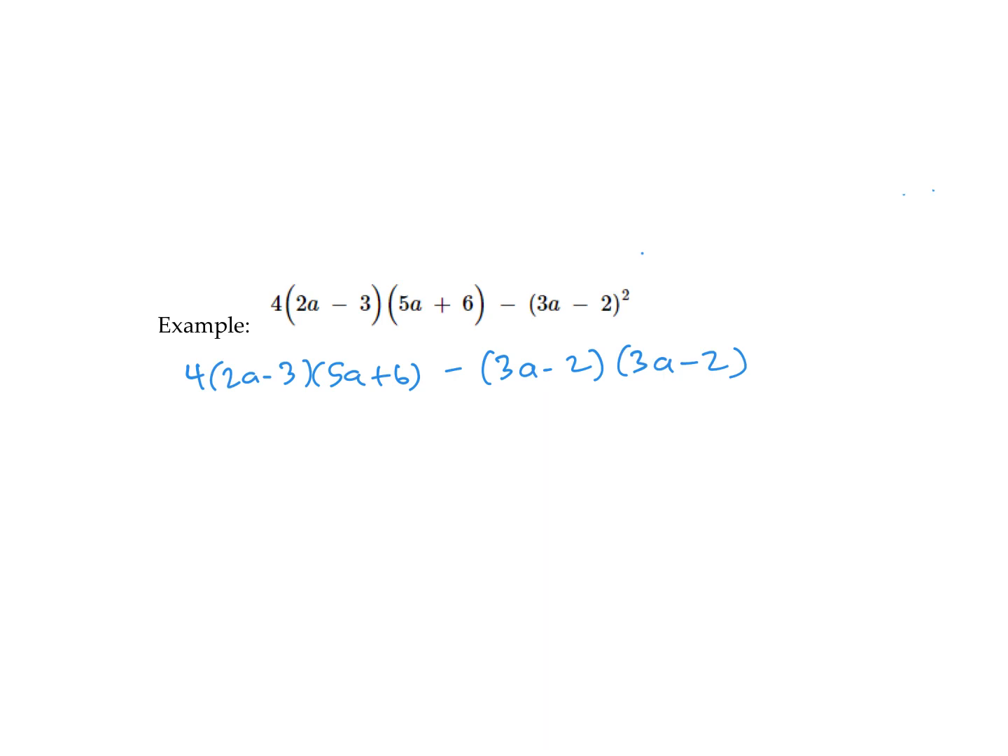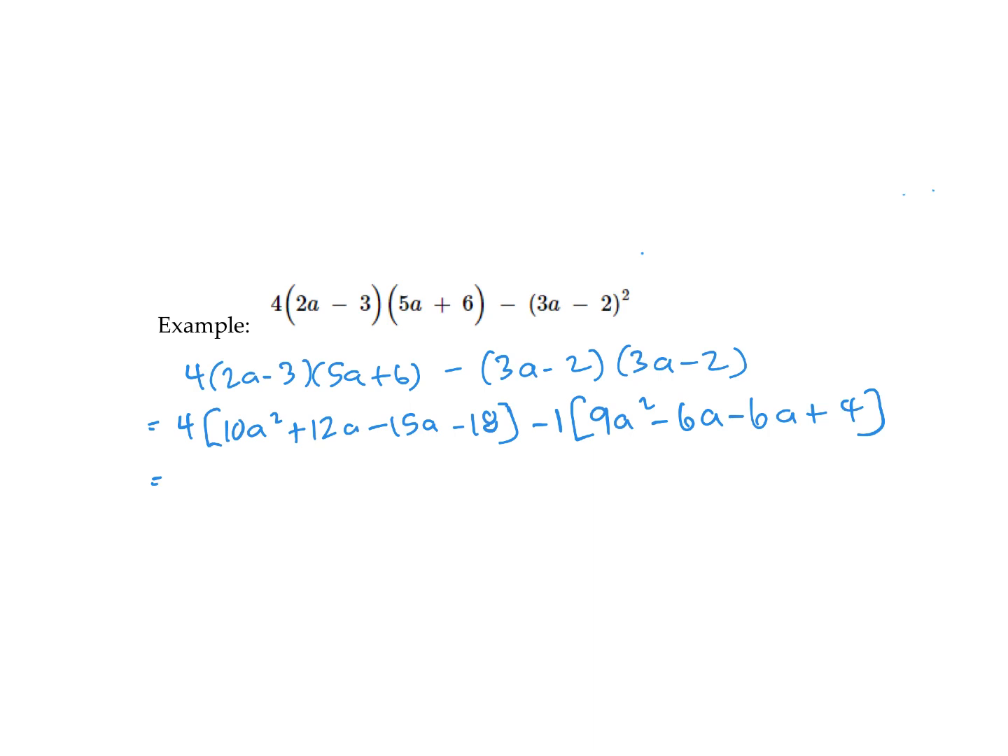Okay, so I see this 4 in the front. I'm going to leave that to the end. Any coefficient I like to leave to the end and do at the last part. So we've got 2 times 5 is 10, 2 times 6 is 12, 3 times 5 is 15, and 3 times 6 is 18. And then here, keep this second part in brackets before we apply the negative. So this is like multiplying by negative 1, so we'll leave that to the end. So 3 times 3 is 9, 3 times 2 is 6, 2 times 3 is 6, and 2 times 2 is 4. Then I'm going to remove brackets by multiplying the first bracket by 4.